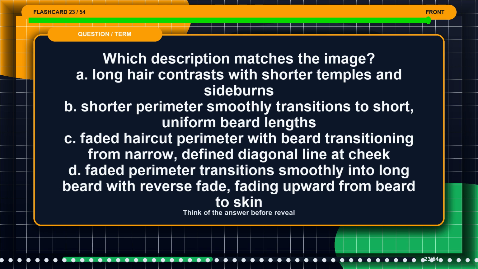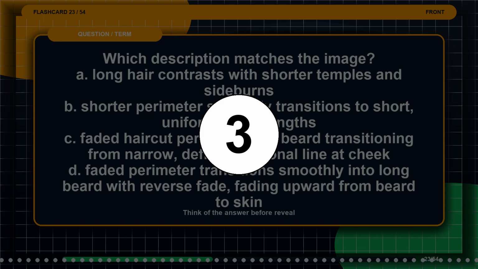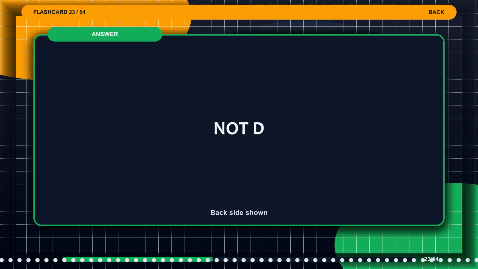Flashcard 23. Which description matches the image? A, long hair contrasts with shorter temples and sideburns; B, shorter perimeter smoothly transitions to short, uniform beard lengths; C, faded haircut perimeter with beard transitioning from narrow, defined diagonal line at cheek; D, faded perimeter transitions smoothly into long beard with reverse fade, fading upward from beard to skin. Pause and think of the answer before the reveal. The answer is D.